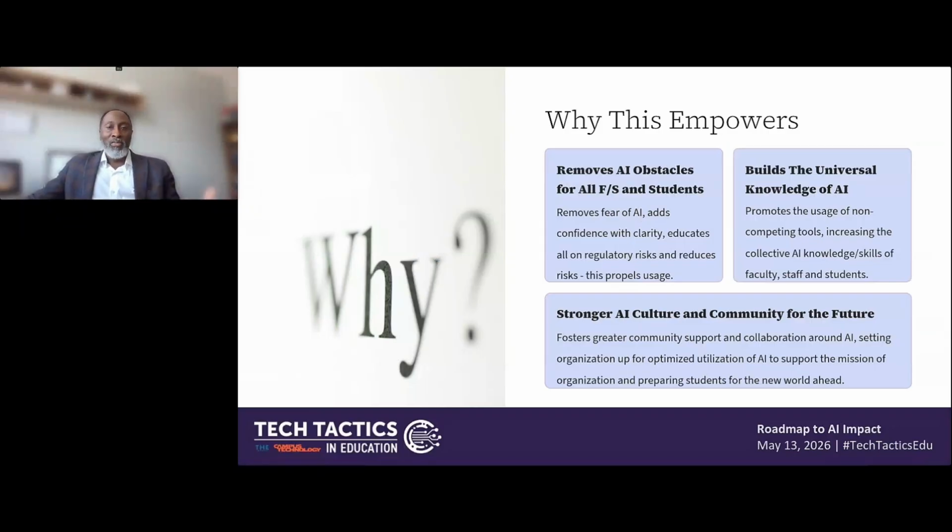So taking this governance approach should empower users by removing obstacles and the fear of AI, and by teaching them how to use it effectively, making sure they have clarity through training. It should allow a community to be built with universal AI knowledge, where people are collaborating with each other in alignment with the governance guardrails. And then, of course, it builds a stronger AI culture and community for the future.